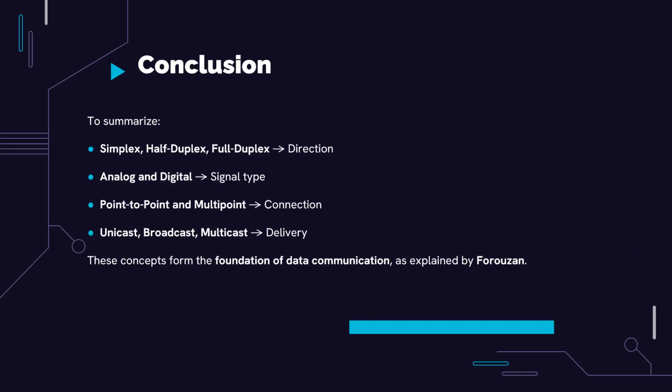In this video, we summarized different types of communication: in direction, simplex, half-duplex, and full-duplex; in signal type, analog and digital; in connection, point-to-point communication and multi-point communication; and in delivery, we learned unicast, broadcast, and multicast.